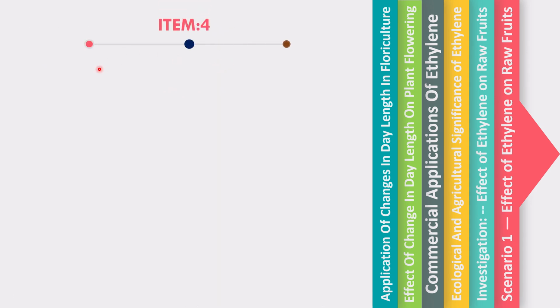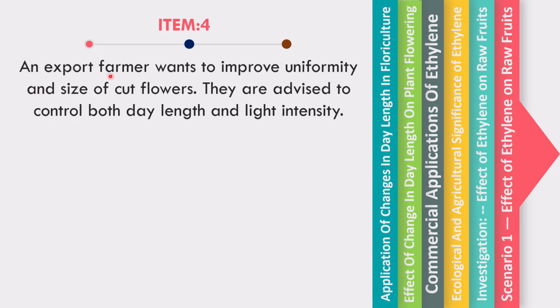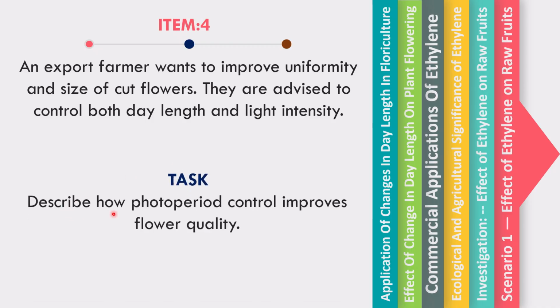Item 4. An export farmer wants to improve uniformity and size of cut flowers. They are advised to control both day length and light intensity. Describe how photoperiod control improves flower quality.